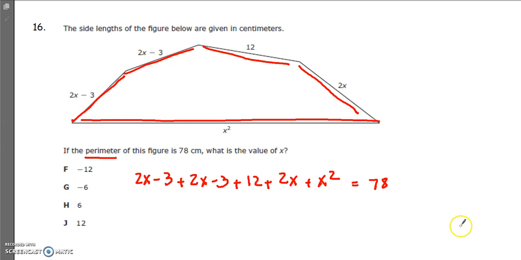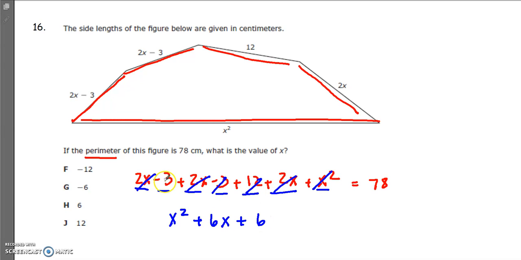Okay, so let's combine some like terms and put it in descending order. So I have an x squared here. Let me do another color. I have an x squared here, so I'm going to start with that x squared. Then I have 2x plus 2x plus another 2x. So that's going to give me a total of 6x. And then I have a negative 3 and another negative 3 and a positive 12. So if I do negative 6 plus 12, that gives me a positive 6. And all that equals 78.